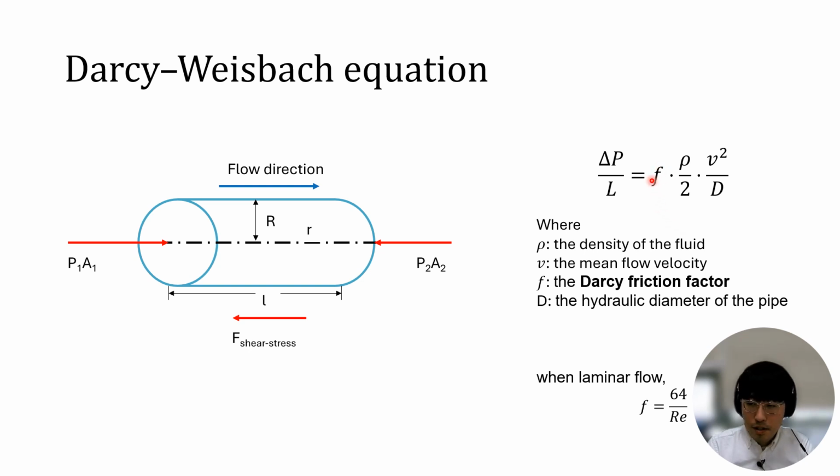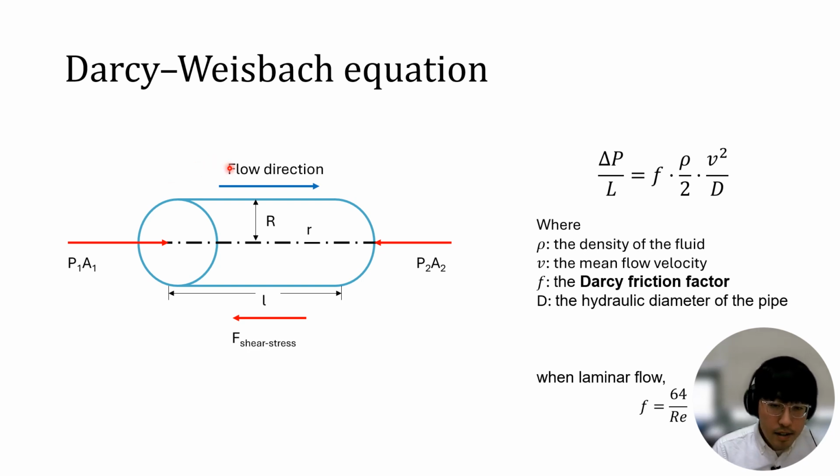And of course, this f should be calculated, but in case it's laminar, then according to the Hagen-Poiseuille equation, f is going to be equal to 64 over the Reynolds number. And this only works if the fluid is laminar. If it's not, then we have to use another method, which is going to be given in the next slide.